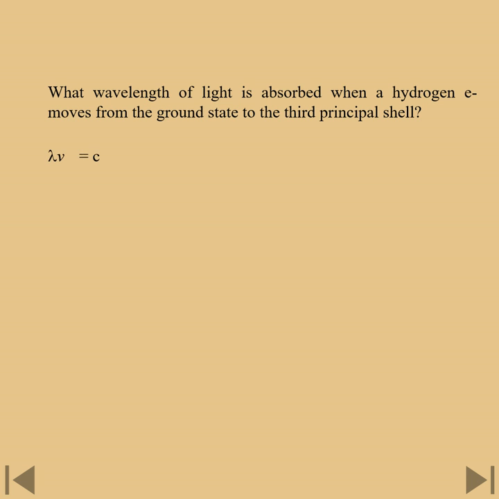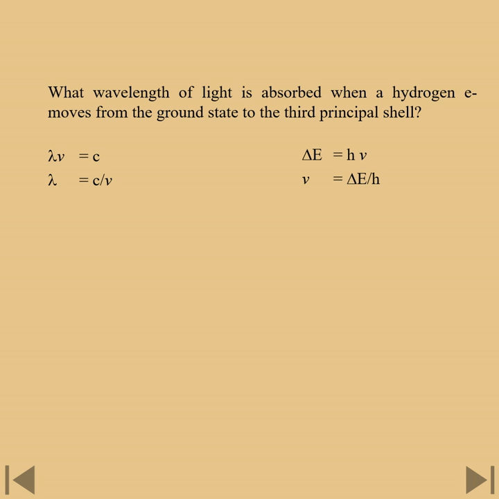We only have one equation with wavelength. Lambda nu is equal to c. Solving for lambda, we have c over nu. And then delta E is equal to h nu, our energy equation, where nu is equal to delta E divided by Planck's constant h.